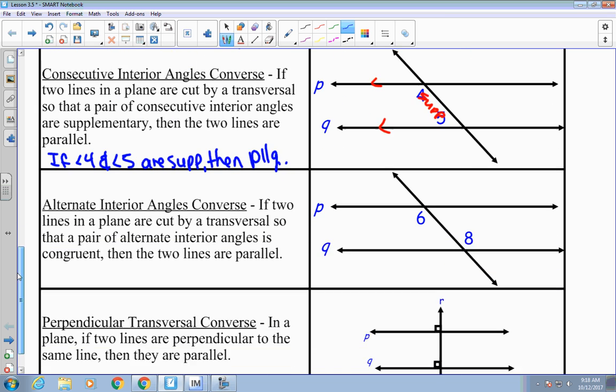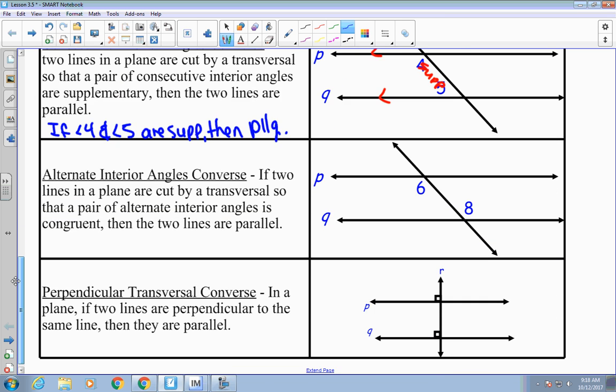Then we have the alternate interior angles converse. Okay? If I can show my alternate interior angles congruent, then I'm going to have parallel lines. Okay? And again, this is the alternate interior angles converse.